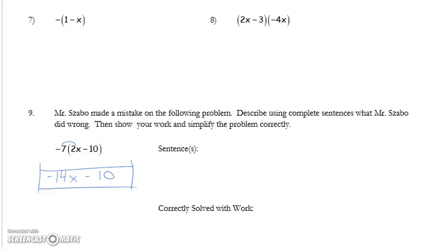To start this second page, we have two examples similar to the first page. On the first problem, notice there is no number in front of the parentheses, but there is this negative sign. You do still have to distribute it. It's essentially like you're distributing a negative 1.